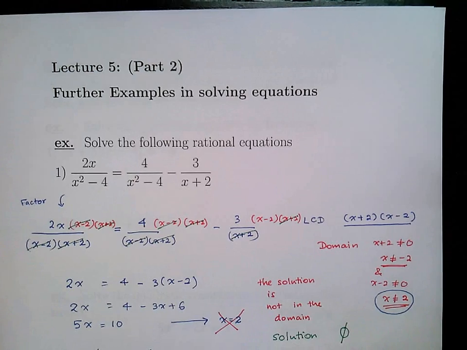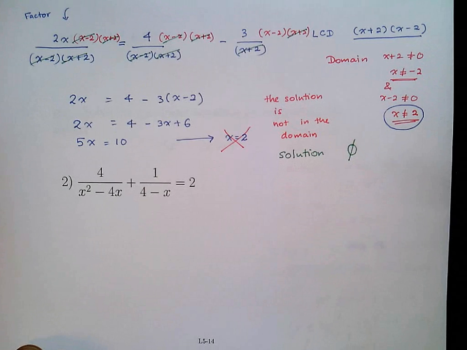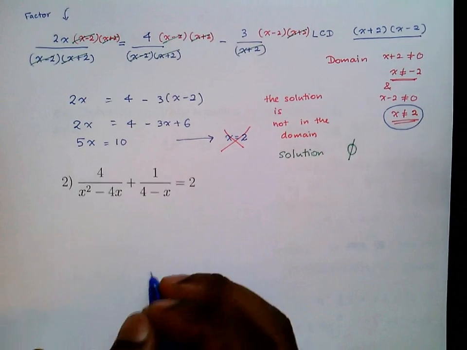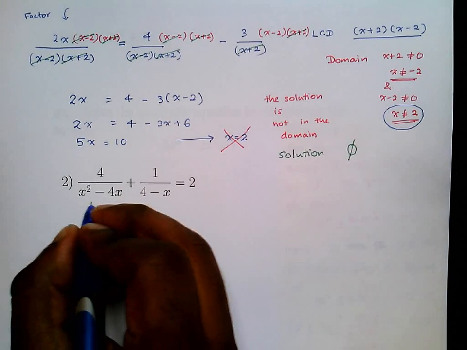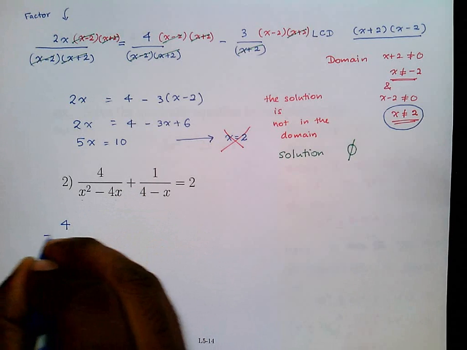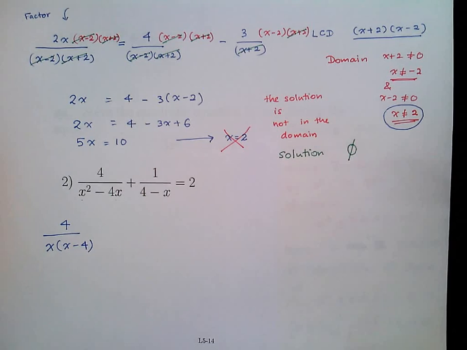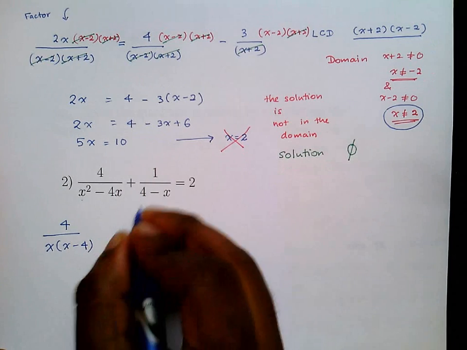Alright, let's see the other problem. See whether we have a solution for that. Okay, so let's first start by trying to factor this. Okay, and what you can see here is x is a common factor, so I would take out that. Okay, and then I will write this.